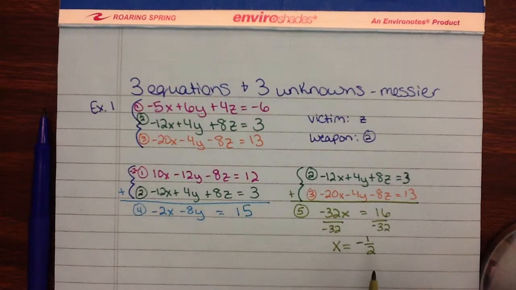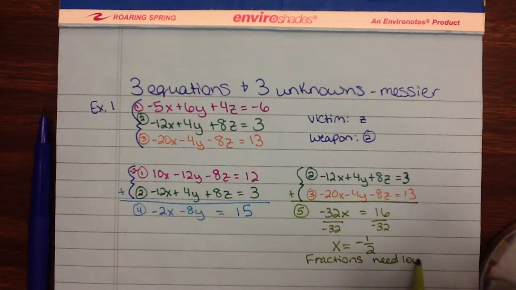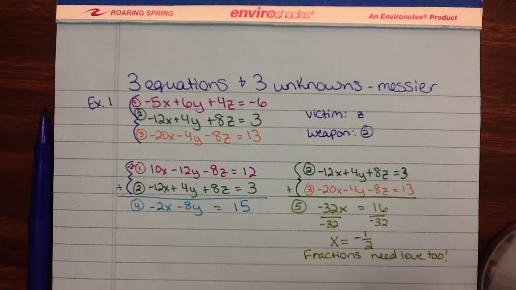Is this okay? Well, yep, it is, because fractions need love too. So it is okay to get a fraction as an answer. We just have to keep doing the problem until we get the whole ordered triple and make sure that it works in all three equations. So let's plug this back in.